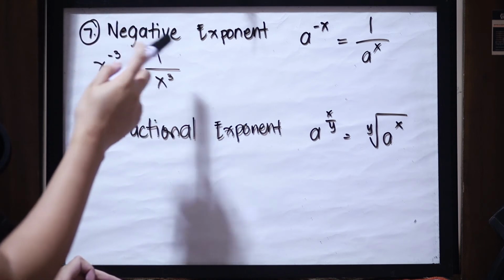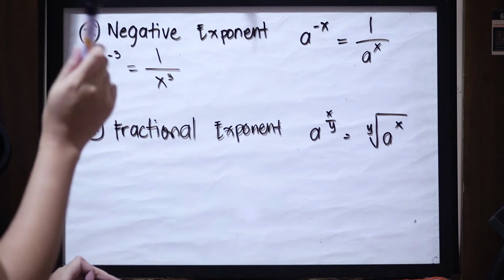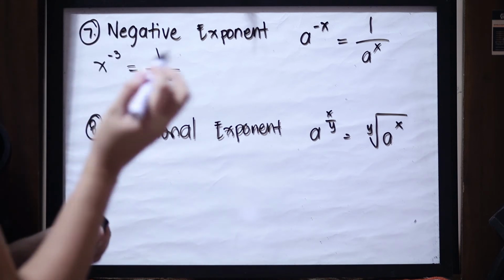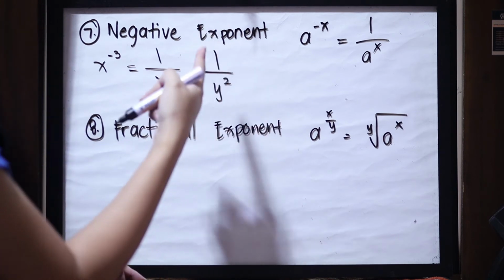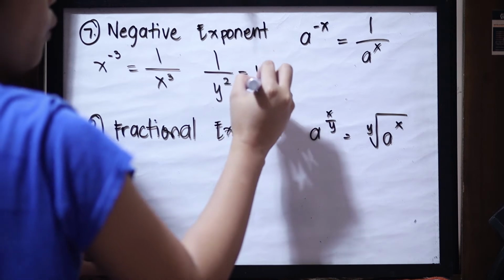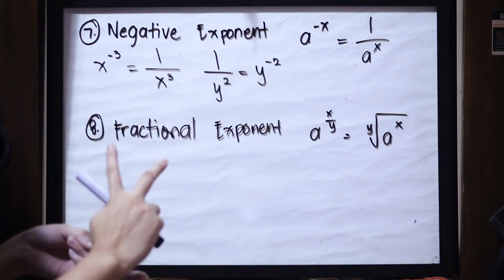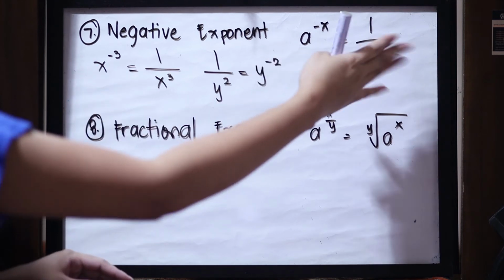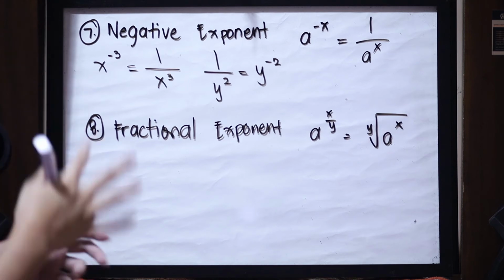Yung constant, yung 1, constant na siya dyan. Yan na talaga yan. Hindi yan pwedeng baguhin. O kaya naman, if we have 1 all over y squared, we can rewrite it as y raised to negative 2. So, vice versa sila. Either kung ano yung given dito sa dalawa, you can rewrite it as negative exponents.